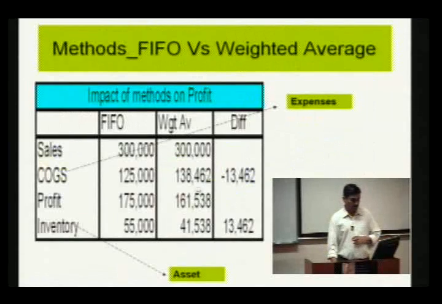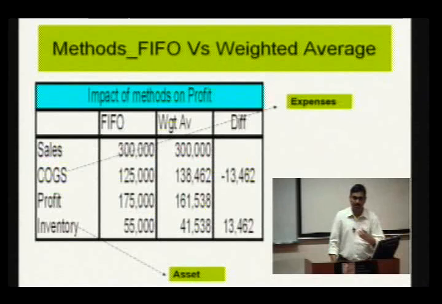If you see here, all other things remaining constant, the sales is constant, so cash flows are not affected, but the profit is differing. The difference in profit is due to the inventory valuation. As I mentioned, COGS is an expense, inventory is an asset. So, the selection of the methods of inventory valuation will impact the amount of expense or the amount of the asset to be shown on the balance sheet and income statement respectively. As a result, the profit is going to be affected. So, the profit is a function of the methods of inventory valuation.